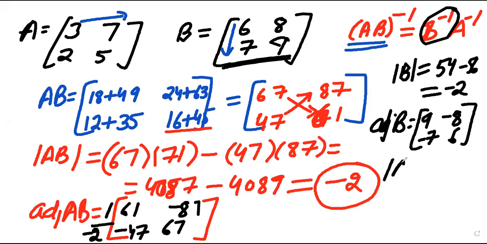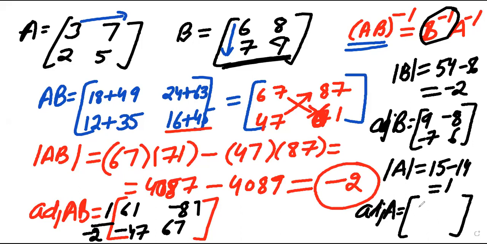Okay. Then find determinant of A. Determinant of A is 5 3 is a 15, 7 2 is a 14, that is equal to 1. Then find adjoint of A. Adjoint of A is equal to 5, 3, minus 7, and minus 2. Got it? Okay, so in between these values I am removing.